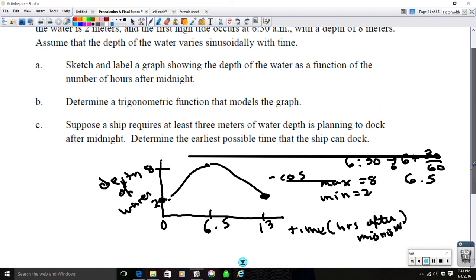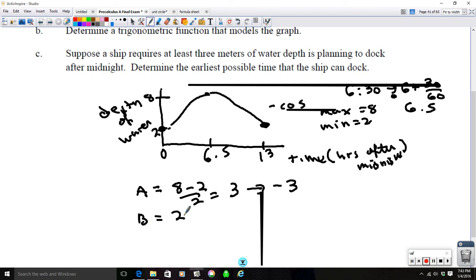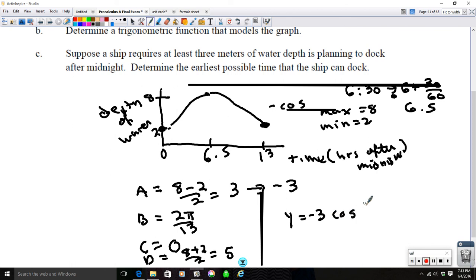So we're going to take it through the process of getting the function. A is max minus min divided by 2. That is going to give you 3, but we know this is going to become negative 3 because it is a negative cosine, so A is negative. B is 2 pi over the period. The period is 13, so it's 2 pi over 13. C, the x value where the period begins, is 0. And D, max plus min divided by 2. 10 divided by 2 is 5. So this equation is y equals negative 3 cosine of 2 pi over 13 x plus 5. No phase shift.